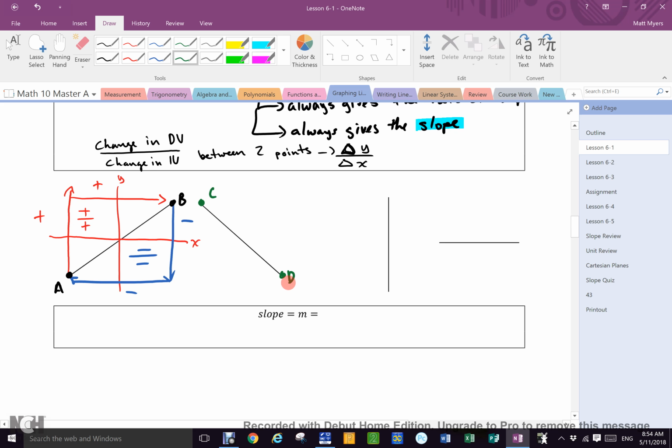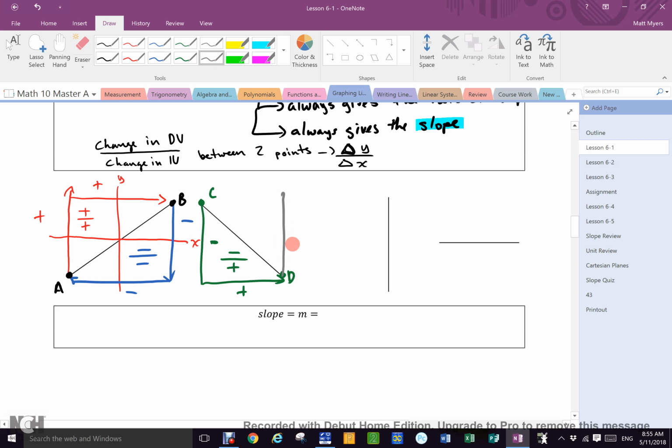Why would it be negative, Kevin? No, it's negative. You were right. But why? How do I get from C to D? I would go down, which is what? Negative. And then I would go right, which is what? Positive. So this would be a negative divided by a positive change. Understand? What if I went on the other side?